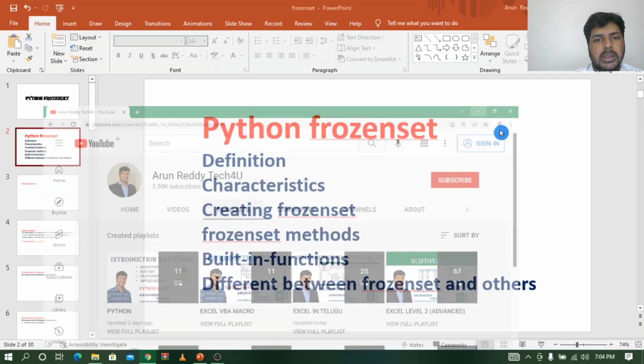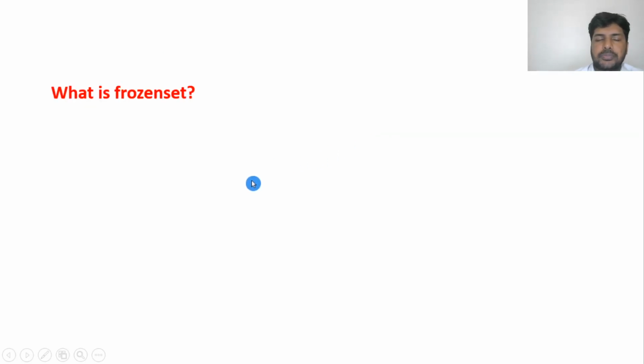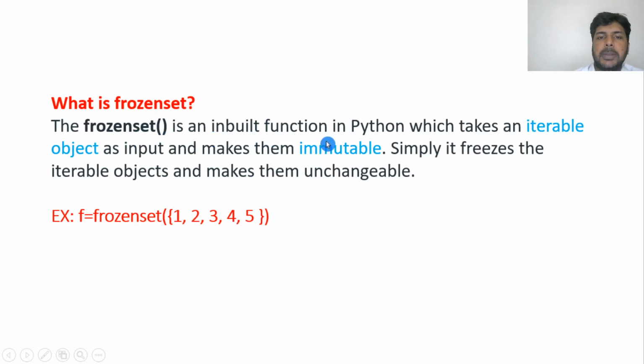Coming to our topic, let us start with the definition. So what is a frozen set? The frozen set is an inbuilt function in Python, which takes iterable objects. What are iterable objects? Iterable objects like a list, tuple, right? Set is also an iterable object. And it makes them immutable. That means once you change into a frozen set, you cannot change the values in the frozen set. So a frozen set is immutable, where we cannot add and remove the objects. Simply, it freezes the iterable objects and makes them unchangeable.